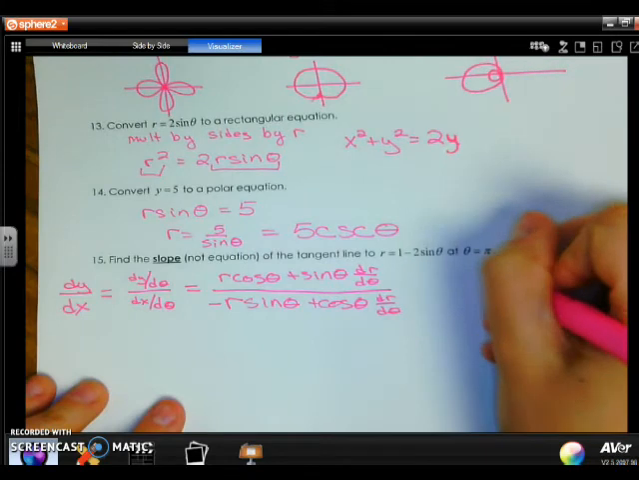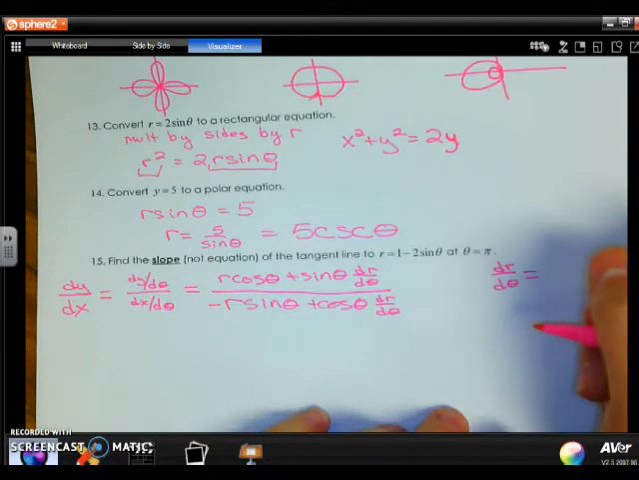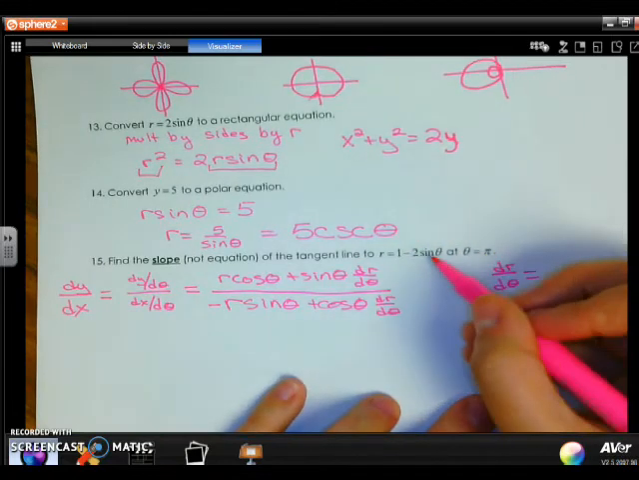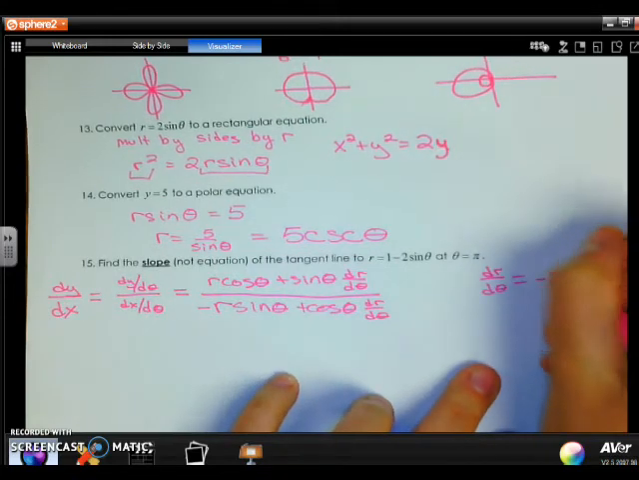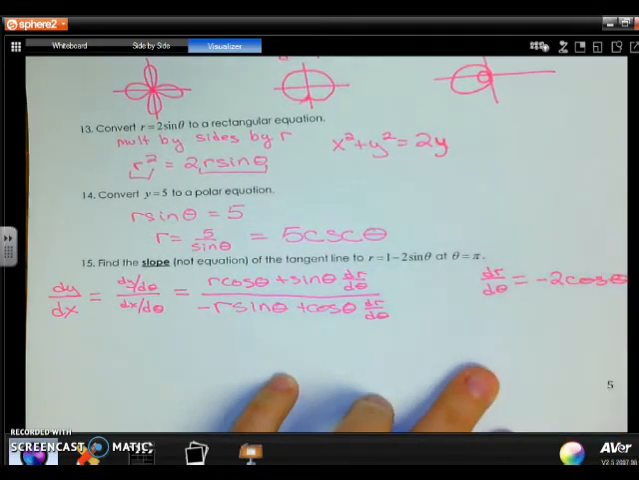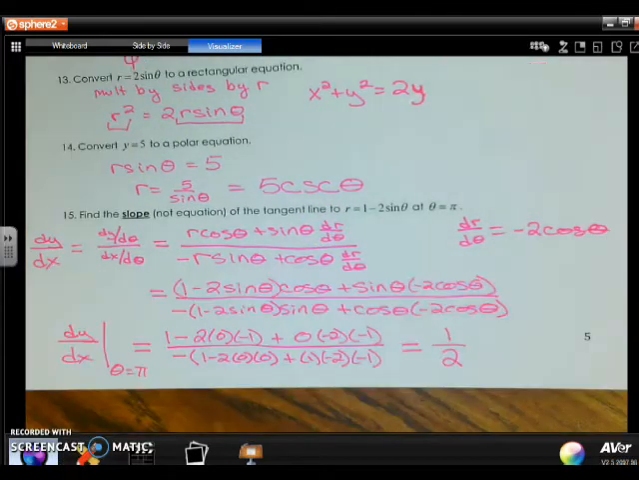So off to the side here, you can just write dr/dθ equals, well, the derivative of the constant in r with respect to theta goes away. Now the derivative of sine is cosine, so it'll be negative 2 cos theta. Okay, so now all we're going to do is plug in this r right here, and dr/dθ, we're going to take this and plug it in right there. So let me write that down. After you plug in for the r and drop this in for dr/dθ, you're evaluating that at pi. So basically you're plugging in pi.